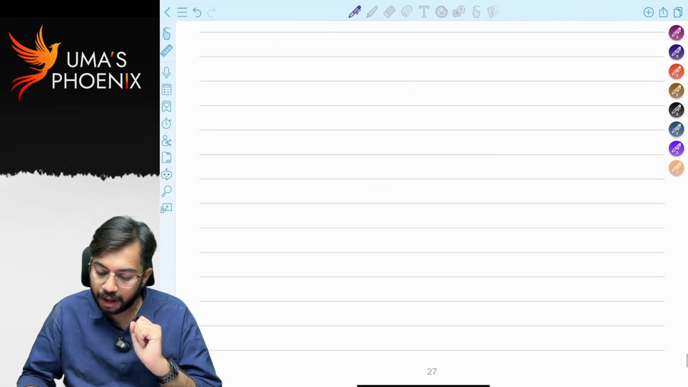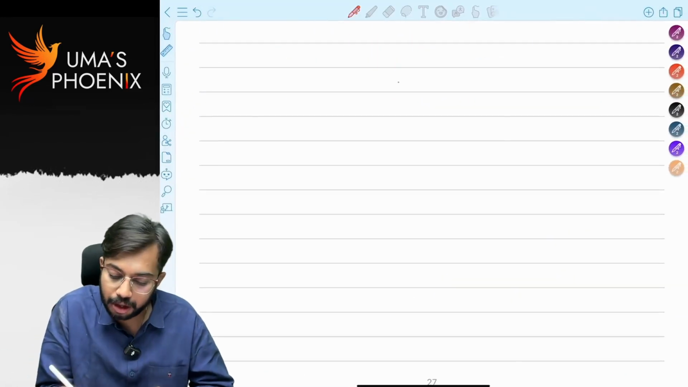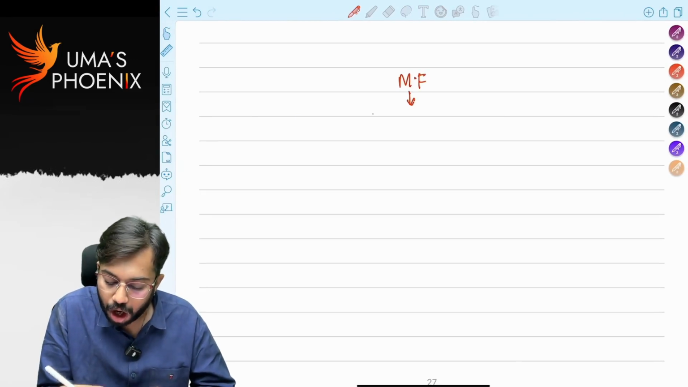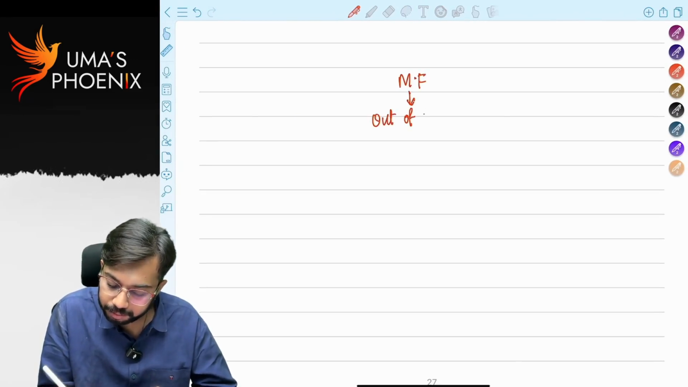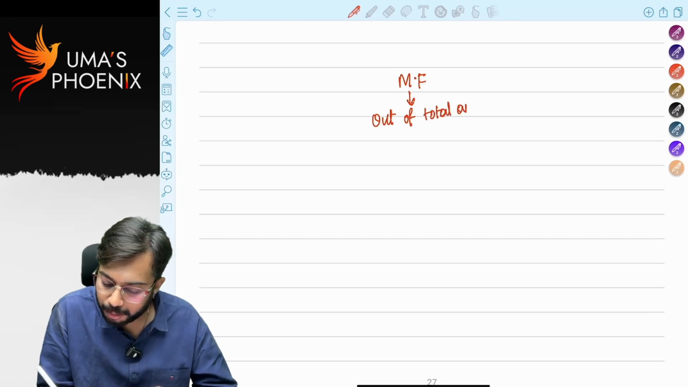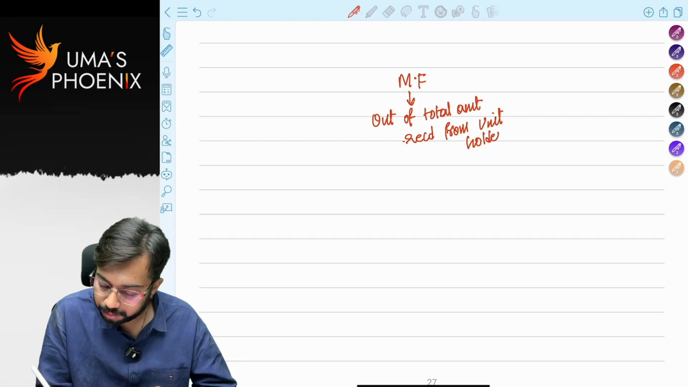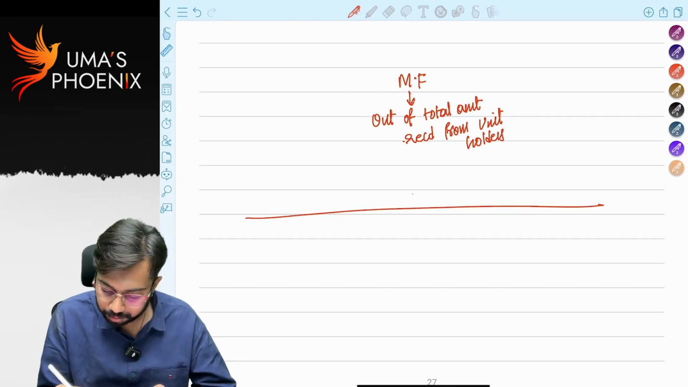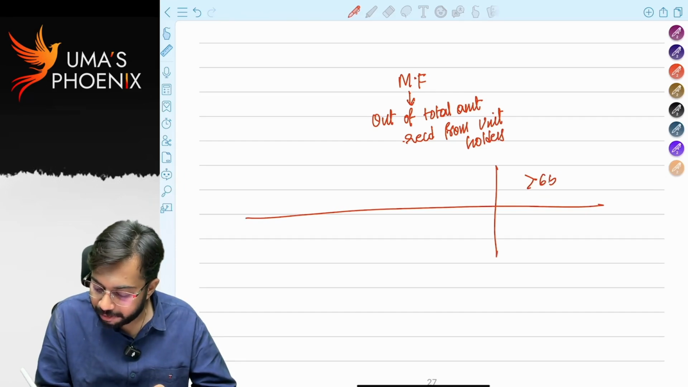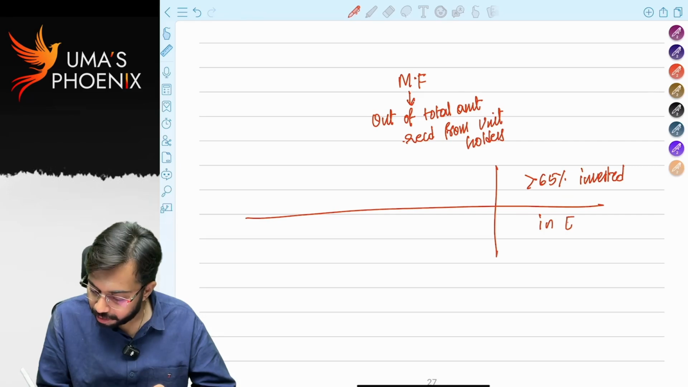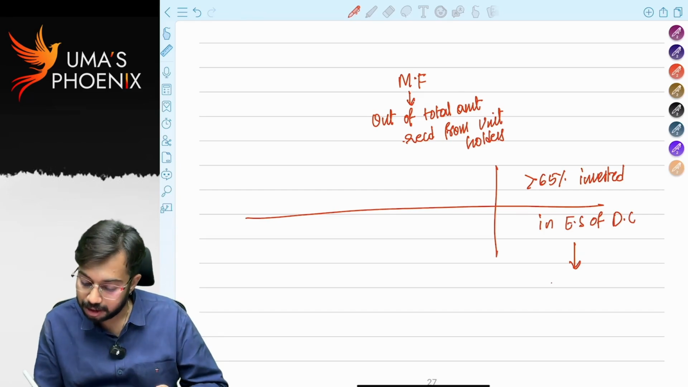In this scenario, I wanted to explain another point. Mutual fund is there. Out of total amount received from unit holders, if greater than 65% is invested in equity shares of domestic company, then that mutual fund we call as equity oriented mutual fund.